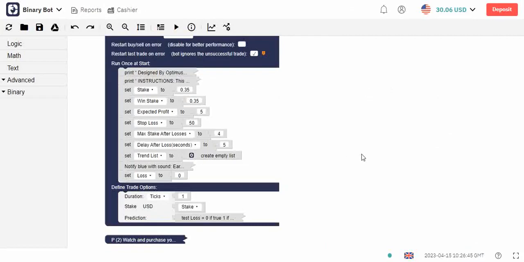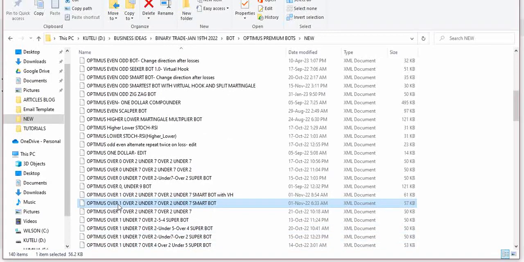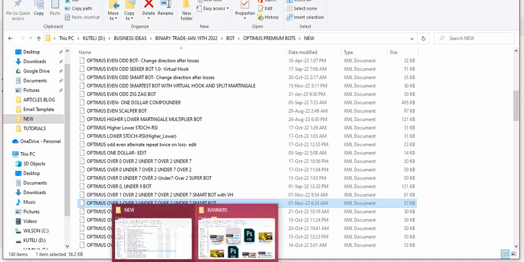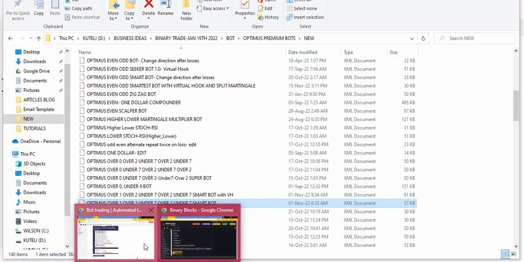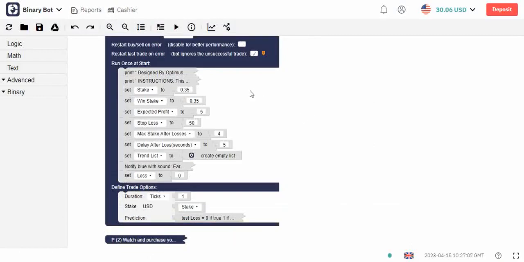Now this is a $30 account. I'm using this bot here. It trades on over 1. When it loses, it will trade on over 2. When it loses, it will switch to under 7, over 2, under 7, that sequence, in case of a loss, that is. And I'm using a stake of 0.35, and then expected profit.